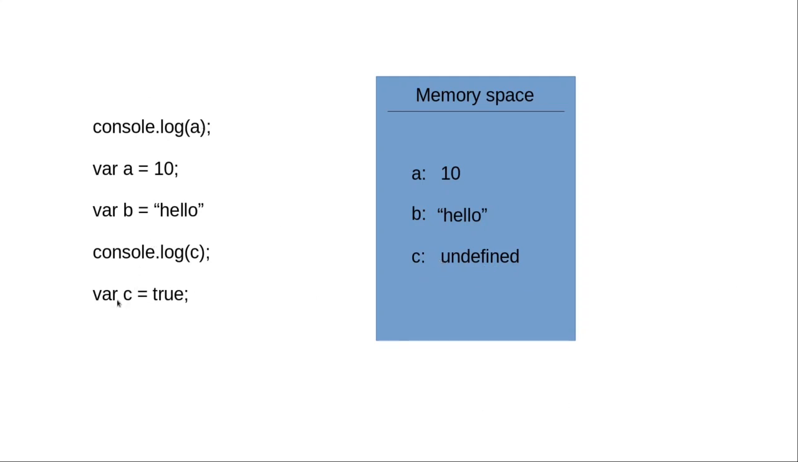Now it will come to the fifth line, the last line, and yes, this is a declaration, but also an execution. The declaration already happened in the memory allocation phase. Now it will try to assign true in c. So undefined will go away, and that will be replaced by this boolean value called true. Okay, so that's how it works.